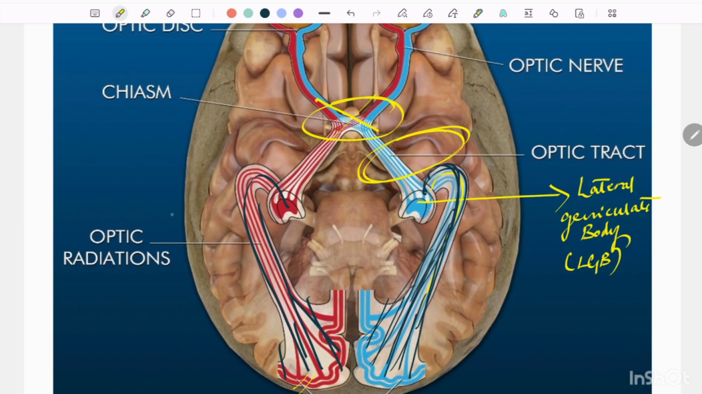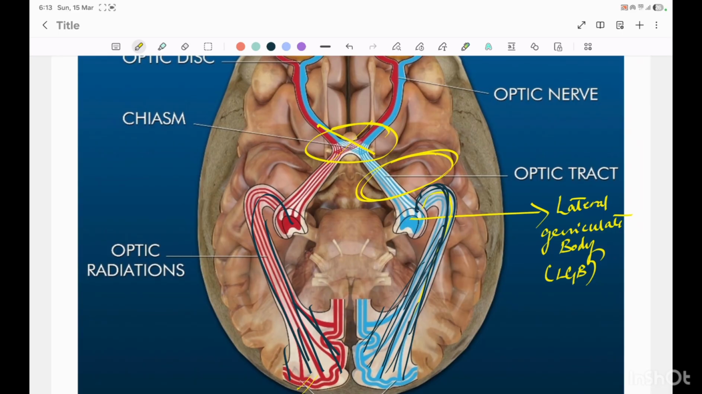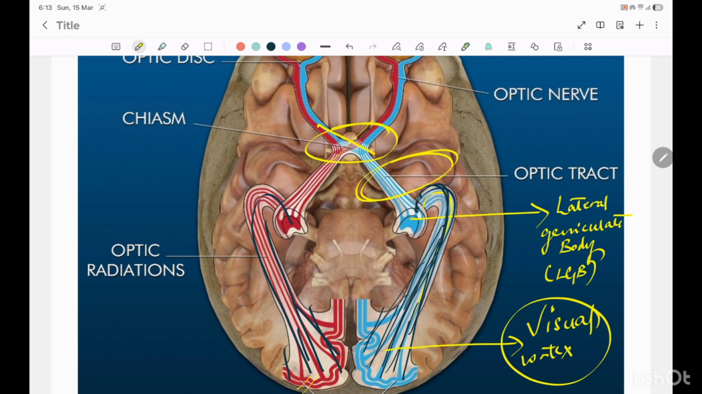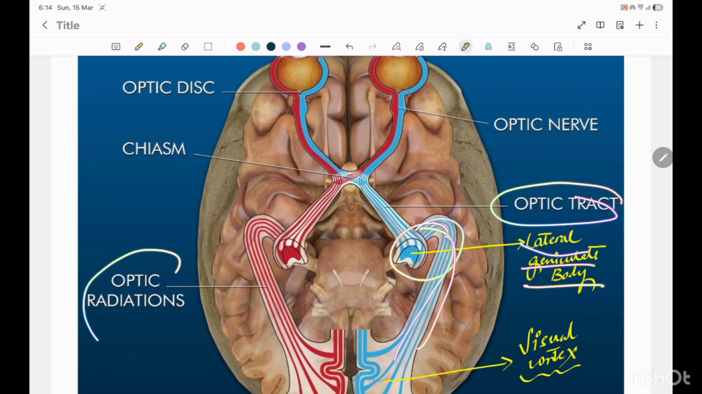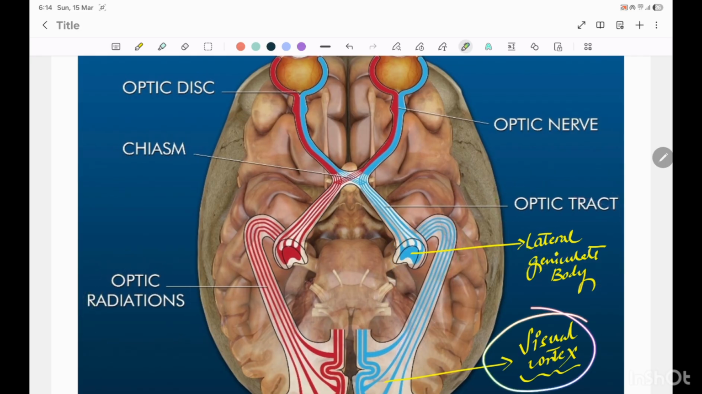So you could clearly see this. And after the optic radiation, they end up in the visual cortex. So with this, our visual pathway comes to an end. Now let us revise the entire visual pathway. Starting with the optic nerve, and at the optic chiasm crossing of the nasal fibers, and then the optic tract, which ends up in the lateral geniculate body, and from there they radiate, which are called the optic radiations, and then they finally end up in the visual cortex, which is located in the occipital lobe.